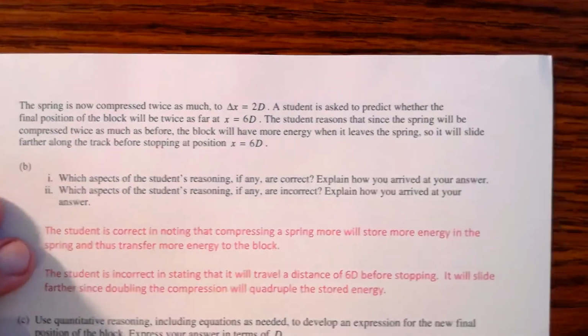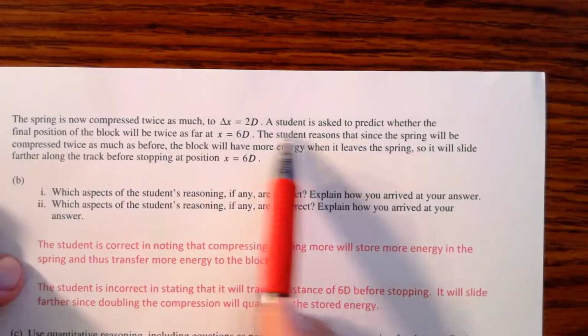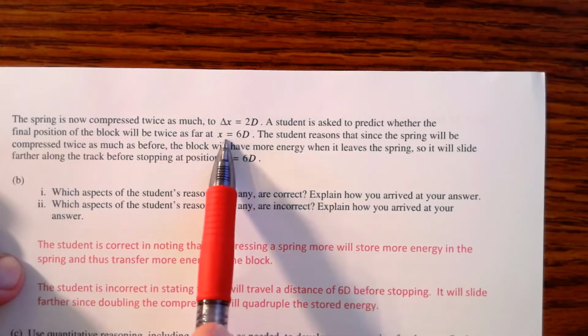Okay? All right, so now we have to talk about what's going on. The spring is compressed twice as much. A student is asked to predict whether the final position of the block will be twice as far. That's 6D.